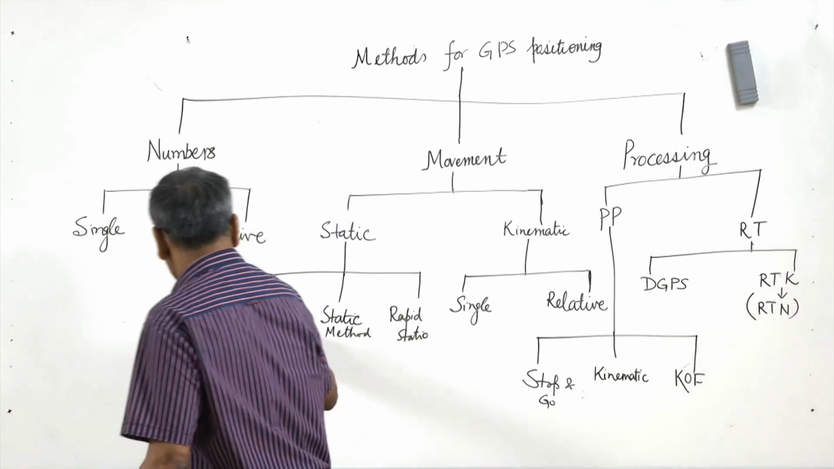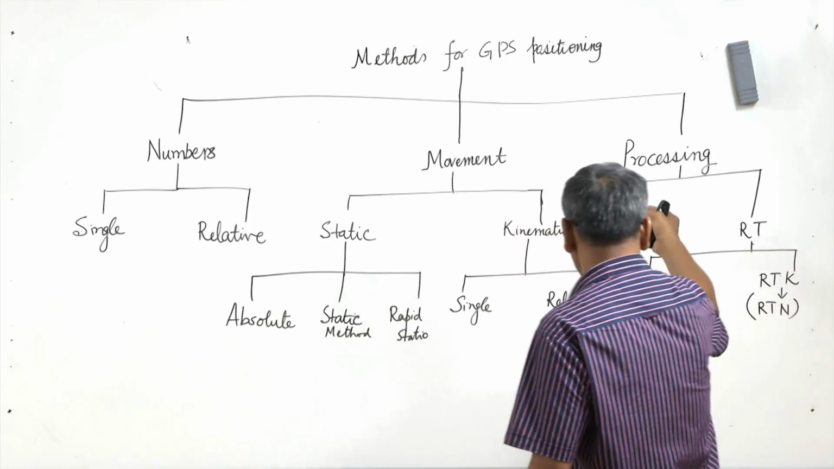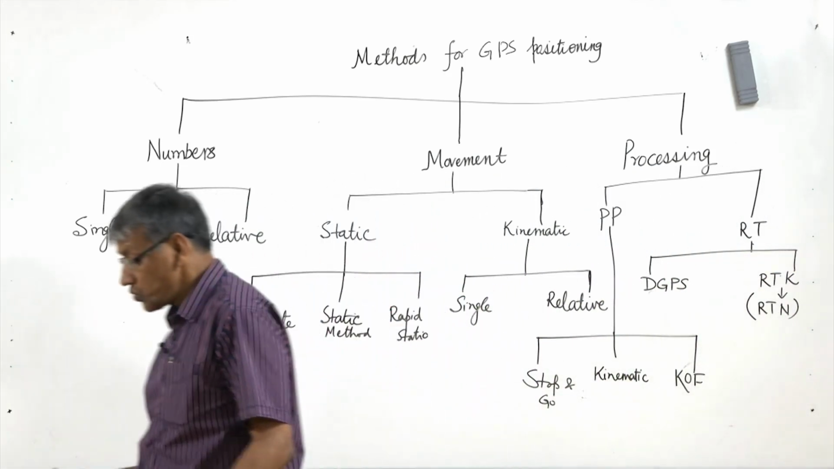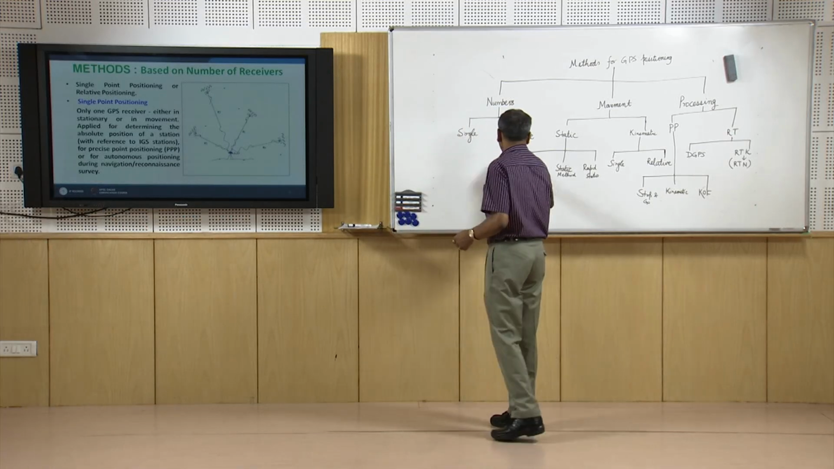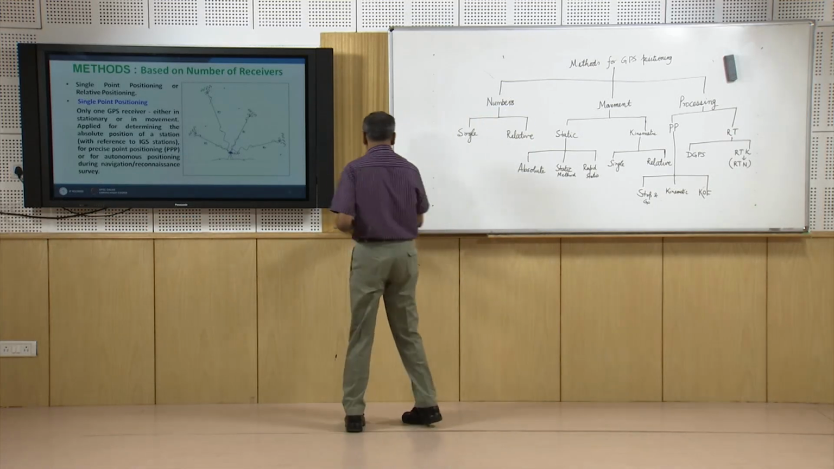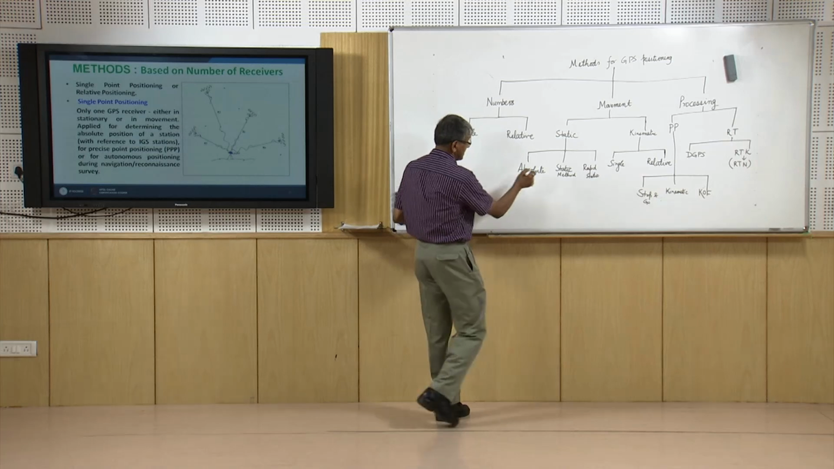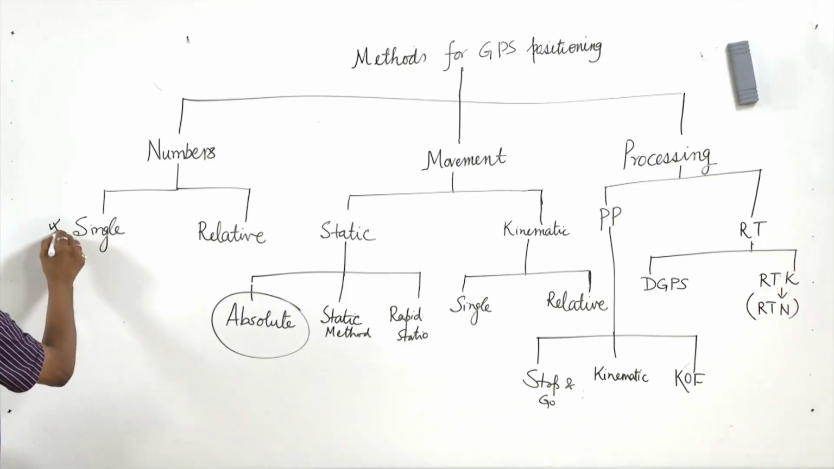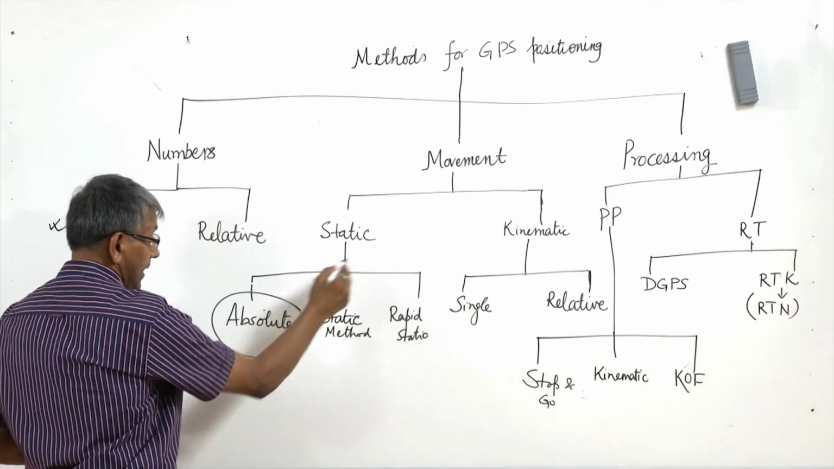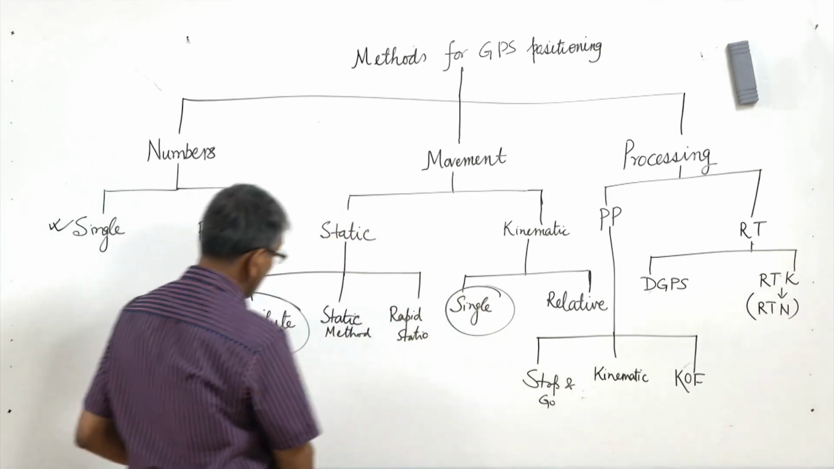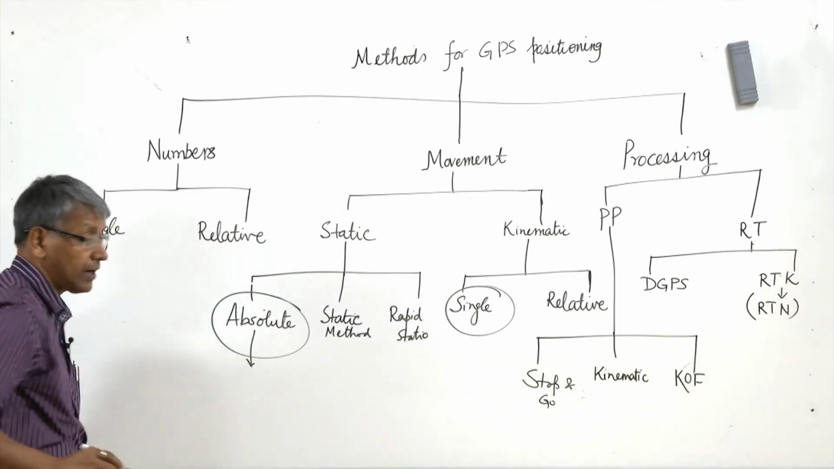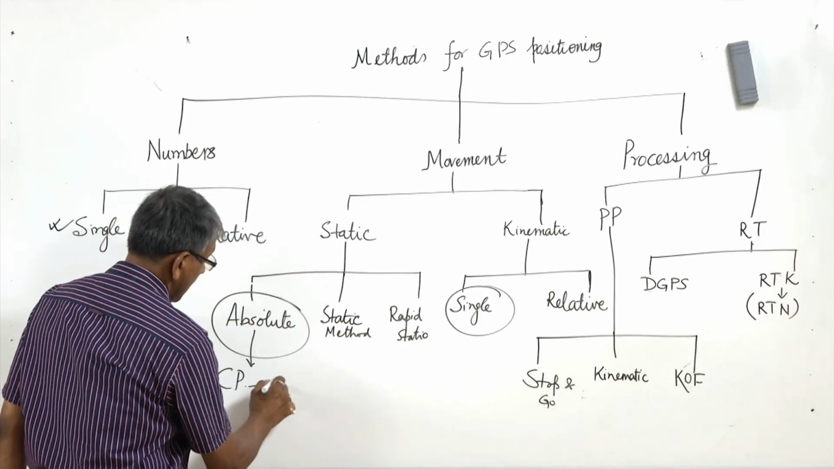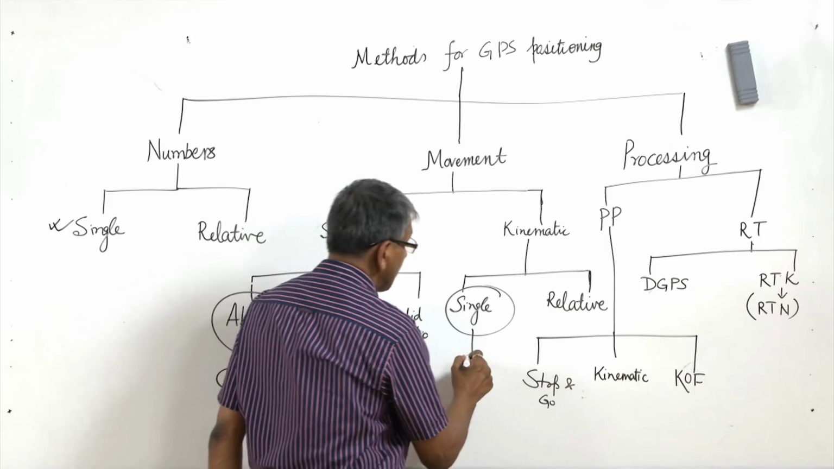Now this absolute, again you can see that maybe in a static, is being used for very precise positioning, specifically for control point establishment we go for this. So this single is also coming here and also coming here. This is called absolute positioning for control point establishment, and this is for navigation purpose.